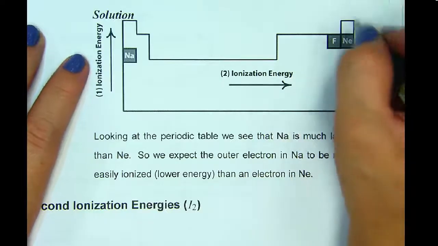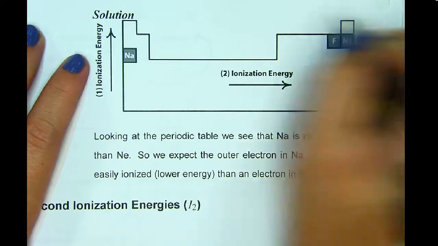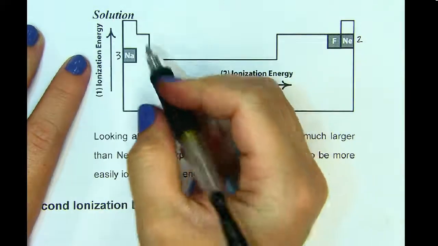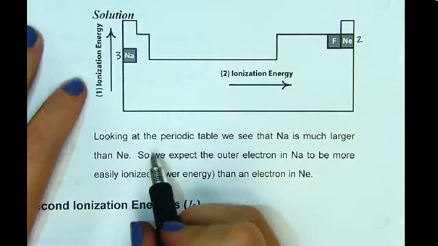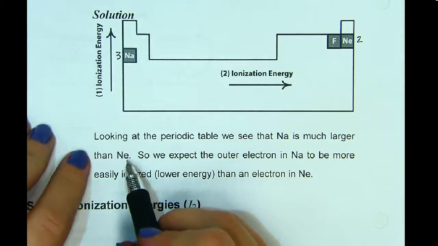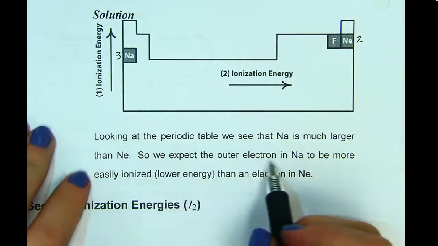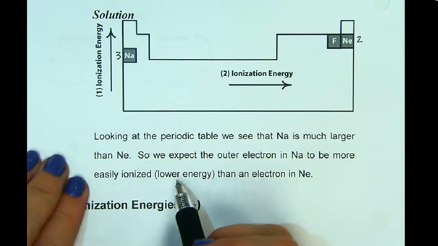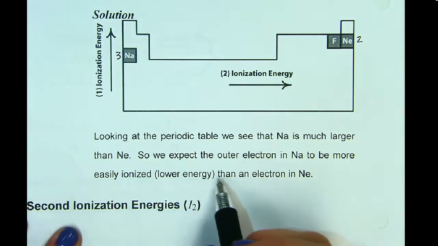Another way to think of it is because these are on energy level 2 and these are on energy level 3, that means the sodium atom is much larger than the neon, and therefore the outer electron will be more easily ionized, requiring less energy to remove.